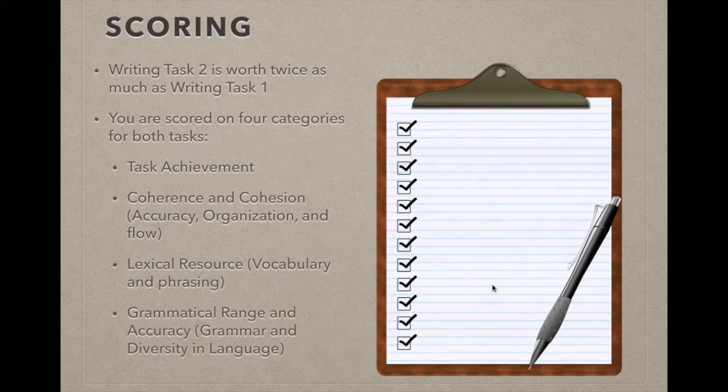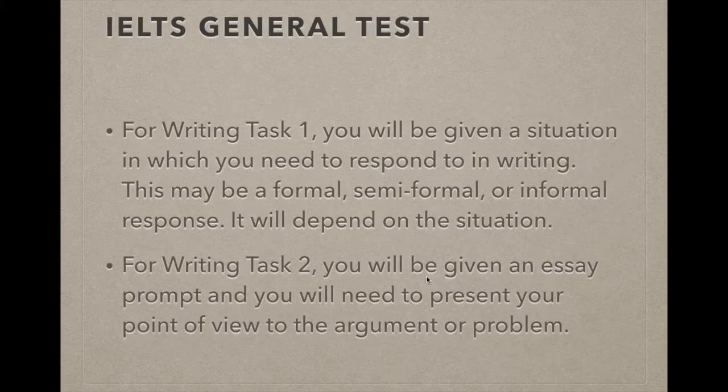in language. Okay, so for the general test, for writing task 1, you will be given a situation in which you need to respond to in writing. This may be a formal, semi-formal, or informal response. It will depend on the situation. For writing task 2, you will be given an essay prompt, and you will need to present your point of view to the argument or problem.